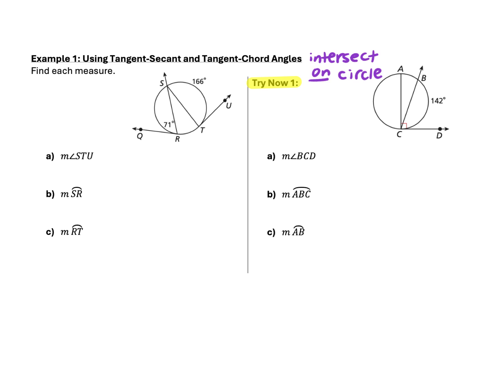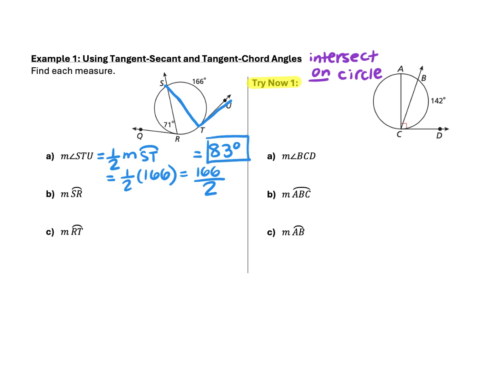Now, the measure of the angle STU, that is this angle right here, is equal to 1/2 the measure of the arc. And the arc that's formed by that, arc ST, we can see is 166 degrees. We need half of 166, which is really just 166 divided by 2. You divide that out and you end up with 83 degrees. It helps if you fill in the picture as you find some measures. So I'm going to write an 83 right there.